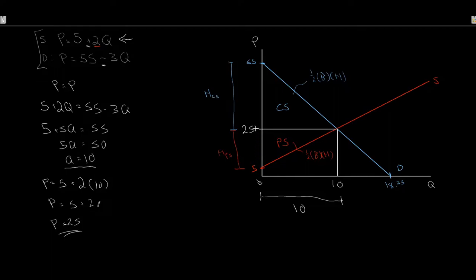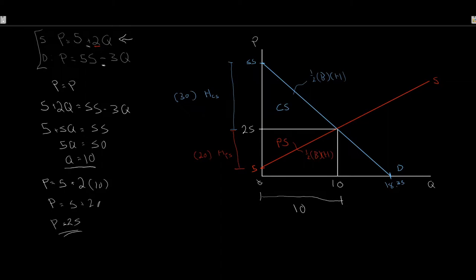Height of my producer surplus, between 5 and 25. So 25 minus 5, that gives me a height of 20. What about my consumer surplus? What do I have here? 55 minus 25. Well, that's going to give me a height of 30. So, okay, now I have all the numbers I need in order to calculate my surpluses.